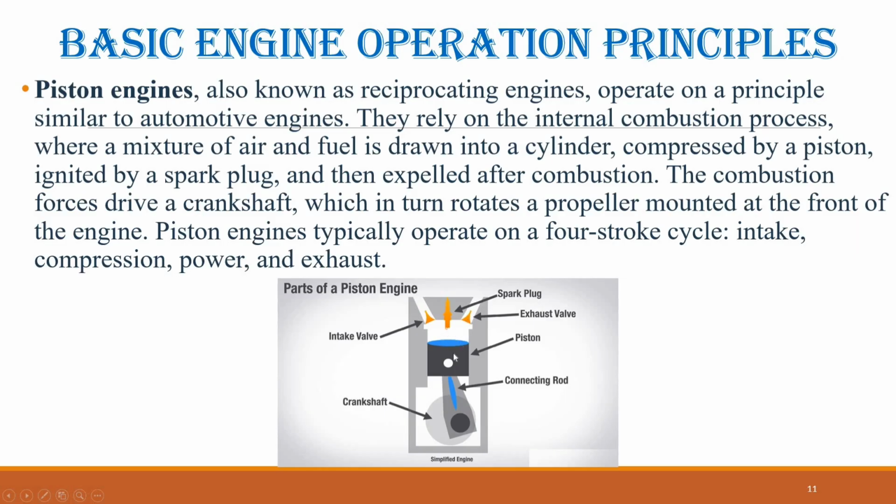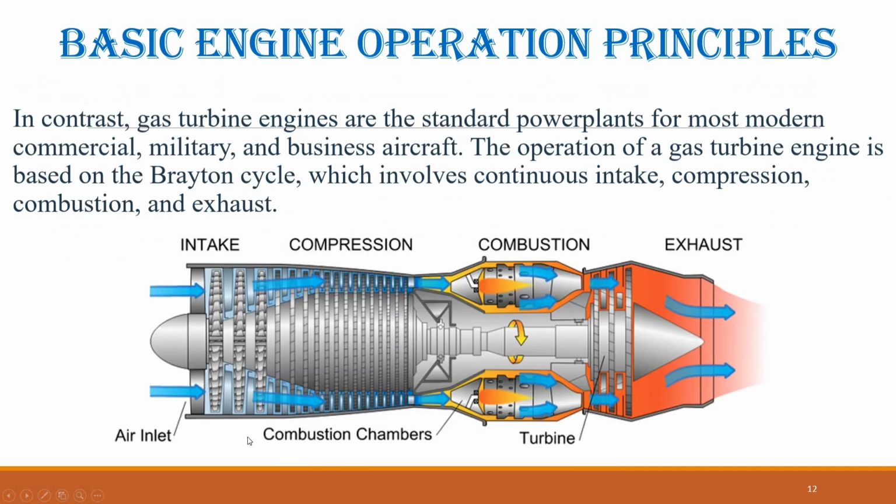The combustion forces drive a crankshaft, which in turn rotates a propeller mounted at the front of the engine. Piston engines typically operate on a four-stroke cycle: intake, compression, power, and exhaust. These engines are most commonly used in small general aviation aircraft due to their simplicity and lower cost of operation. In contrast, gas turbine engines are the standard power plants for most modern commercial, military, and business aircraft.